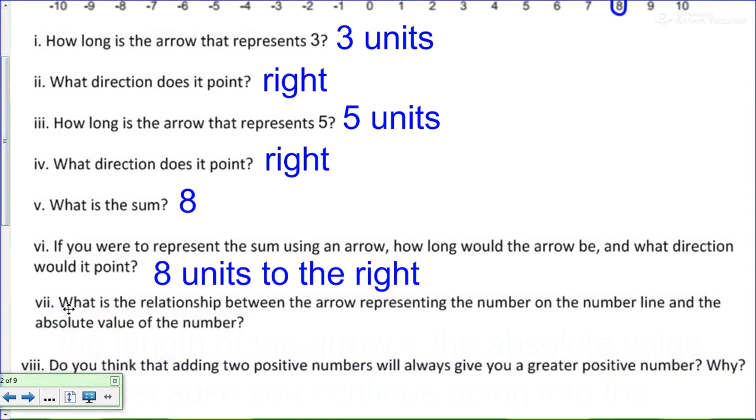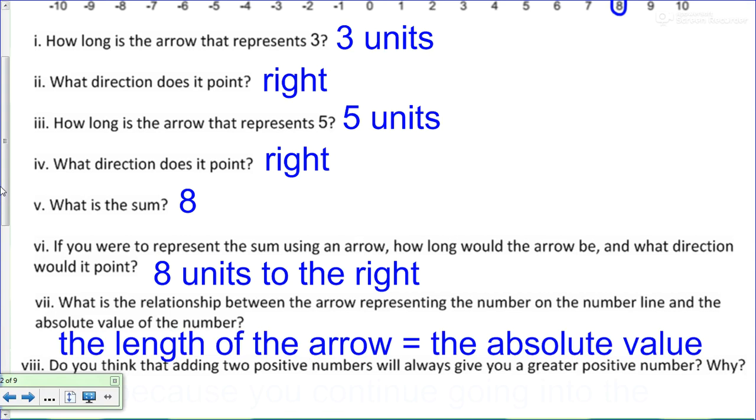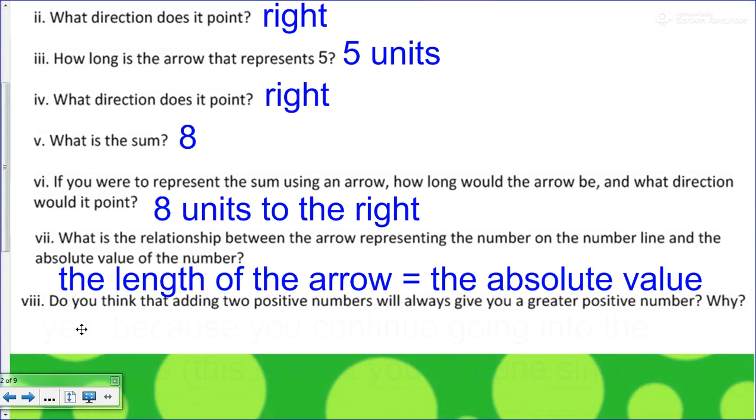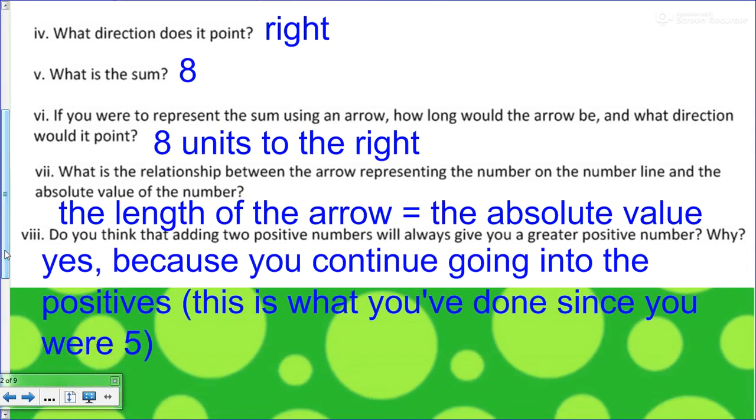Okay. And then question VII, which is 7 in lowercase Roman numerals. What is the relationship between the arrow representing the number on the number line and the absolute value? We've been talking about this for a couple lessons. The length of the arrow is the same as the absolute value. And then this final question here, before we get on to the next diagramming, do you think that adding 2 positive numbers will always give you a greater positive number? Well, you should have said yes. You continue going into the positives, right? A positive plus a positive is a bigger positive.